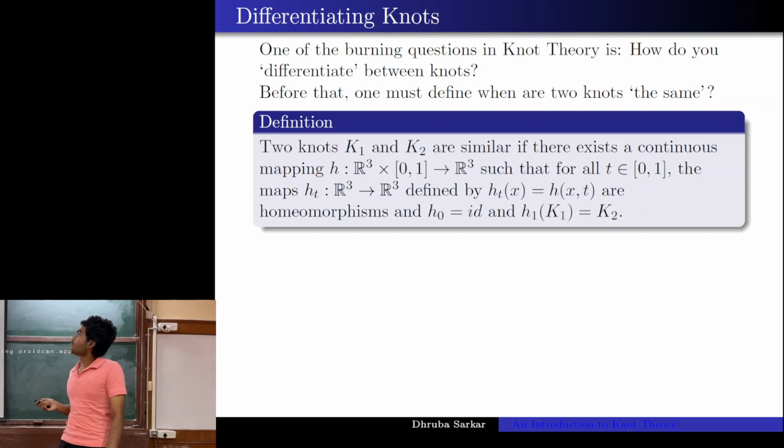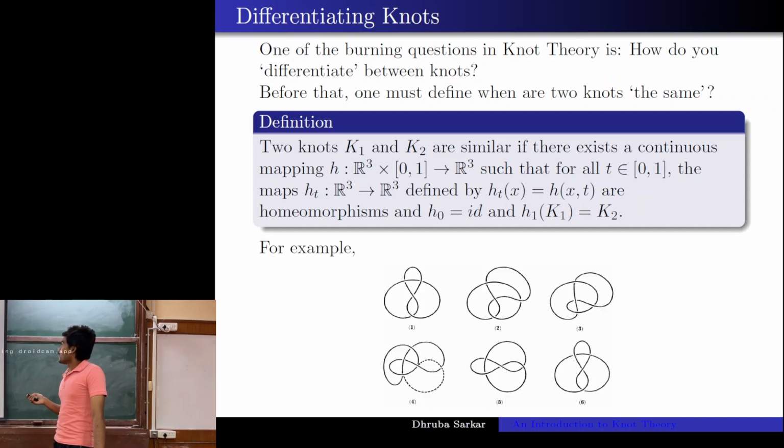Two knots K1 and K2 are equivalent if there exists a continuous mapping H from R3 cross [0,1] to R3, such that for all t in [0,1], the maps Ht are homeomorphisms, H0 is the identity map, and H1 of K1 is K2. What it means is that you are morphing the 3D space in such a way that K1 transforms into K2. Here is an example. As you can see, at 1, you have a knot, and via 2, 3, 4, 5, and 6, you are changing the knot 1 to its mirror image.